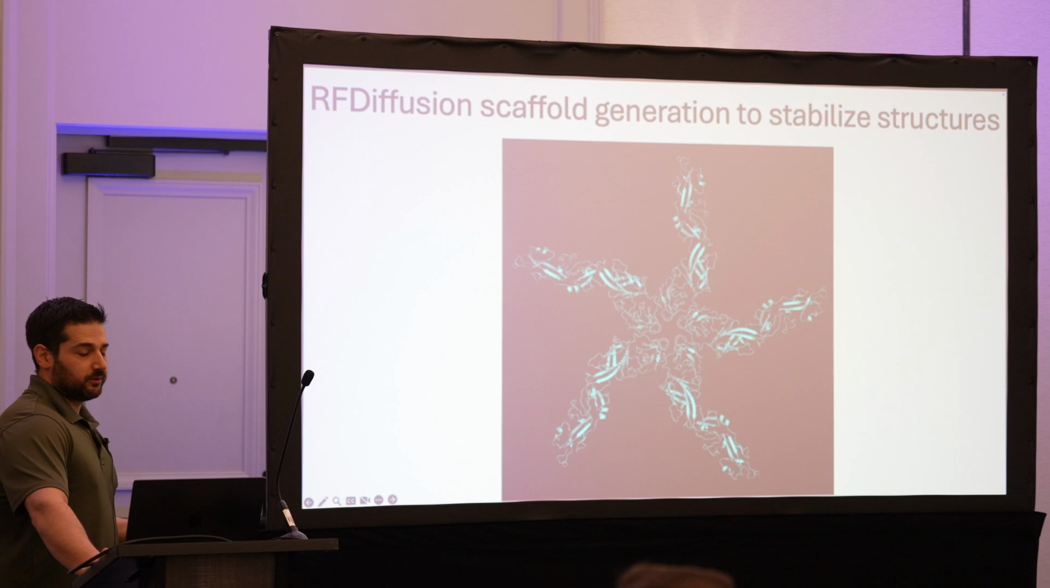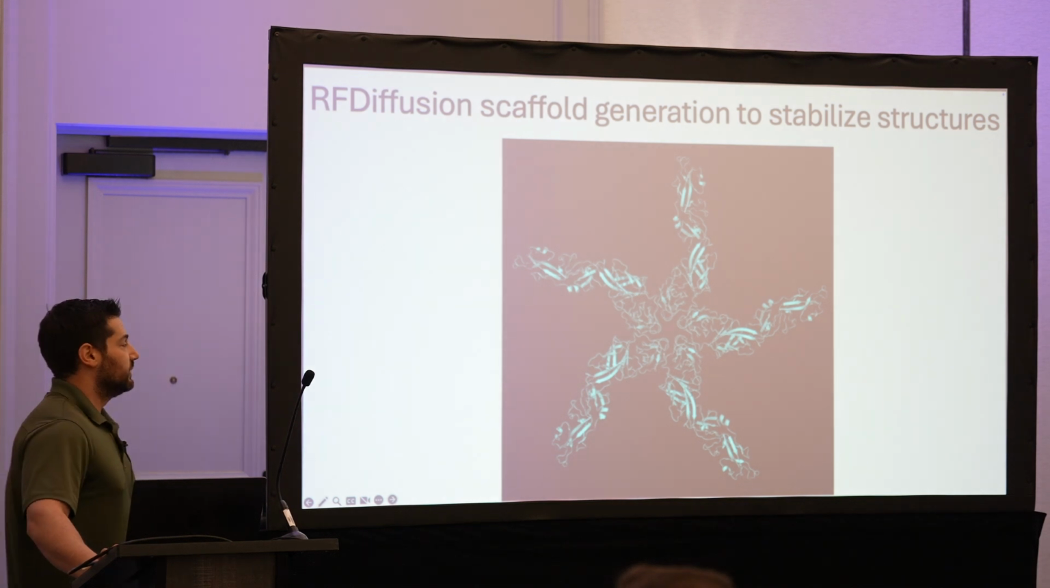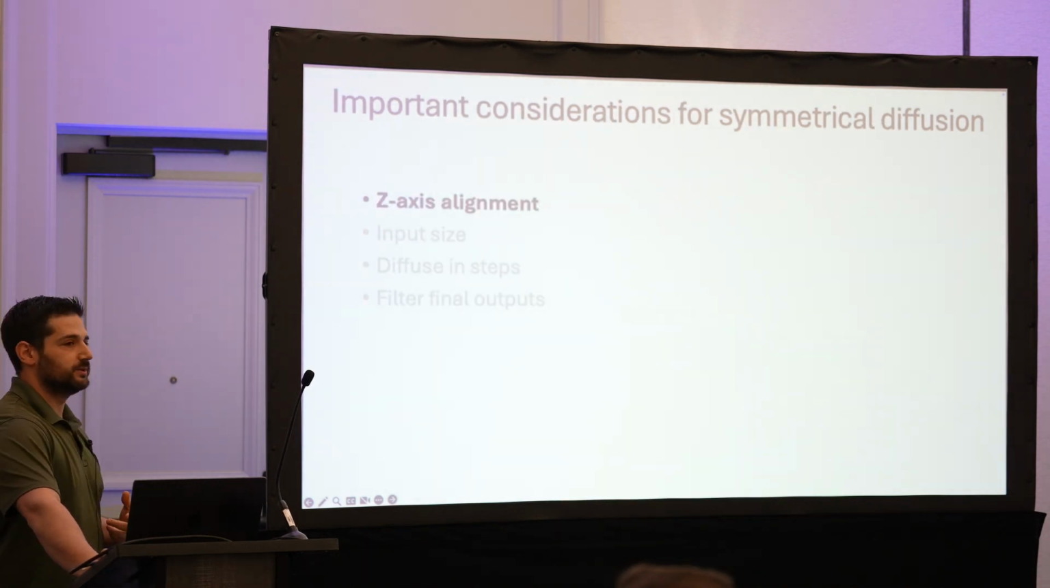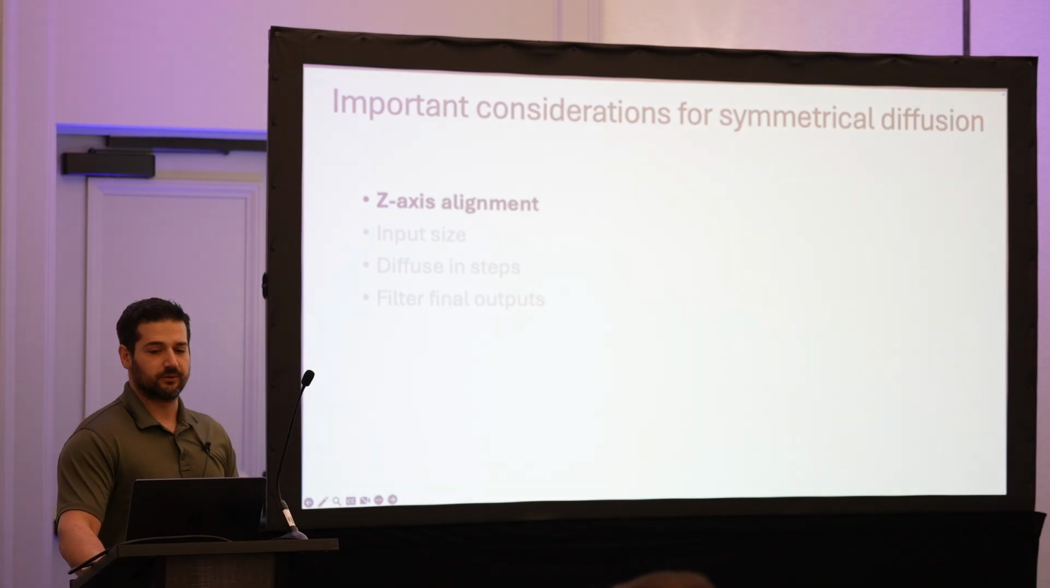But using RFdiffusion, we are able to generate specific scaffolds that are de novo designed to stabilize these specific structures. There are a few important considerations when you want to use diffusion in a symmetrical manner. As Amrita mentioned earlier, the z-axis alignment is really important. Classically in Rosetta, whenever you're handling diffusion, it was always around the z-axis, and that same trend is carried forward into RFdiffusion as well.